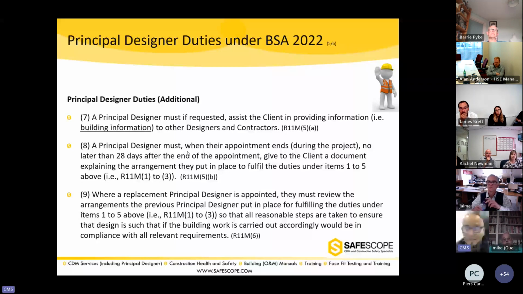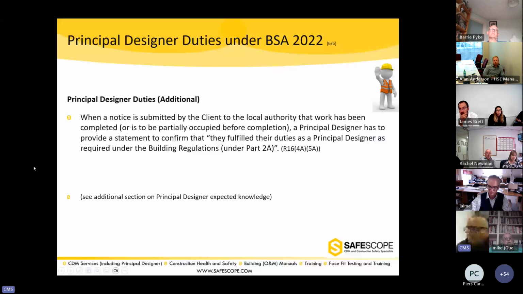A principal designer must, if requested, assist the client in providing building information to designers and contractors. Fair enough. A principal designer must, when appointed, I think we went through it already. So the last one: when a notice is submitted by the client to the local authority and the work is completed, the principal designer must give a statement. And that statement says that they have fulfilled their duties as principal designer.